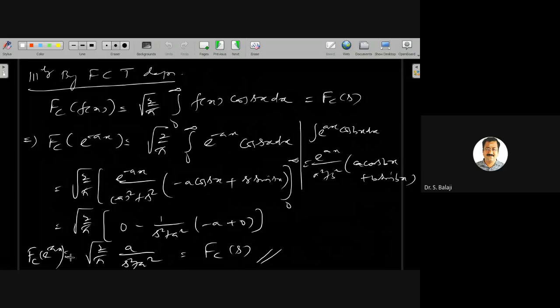So this is the Fourier cosine transform of e power minus ax. That is equal to root of 2/pi times a by s square plus a square. Okay, right. This page is over.